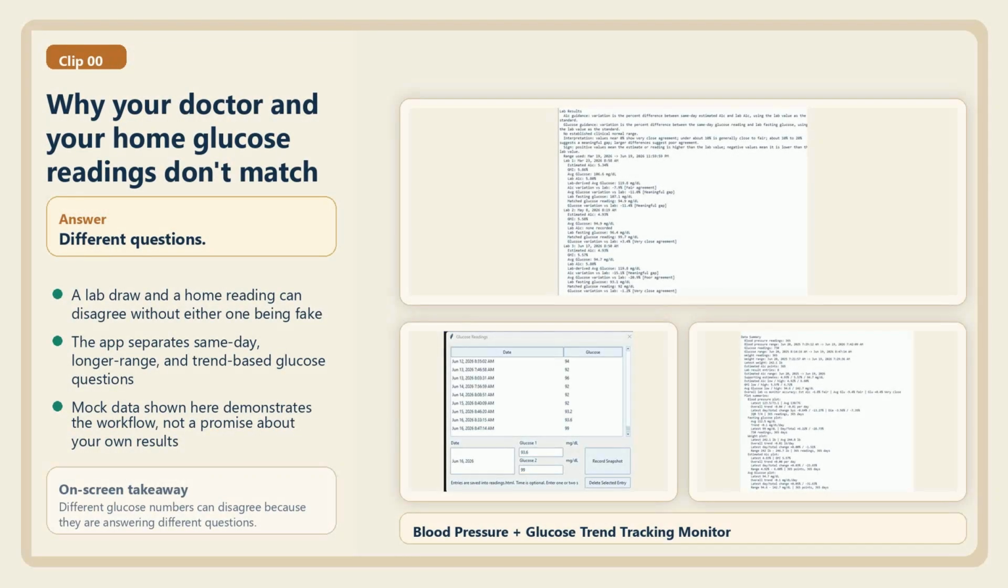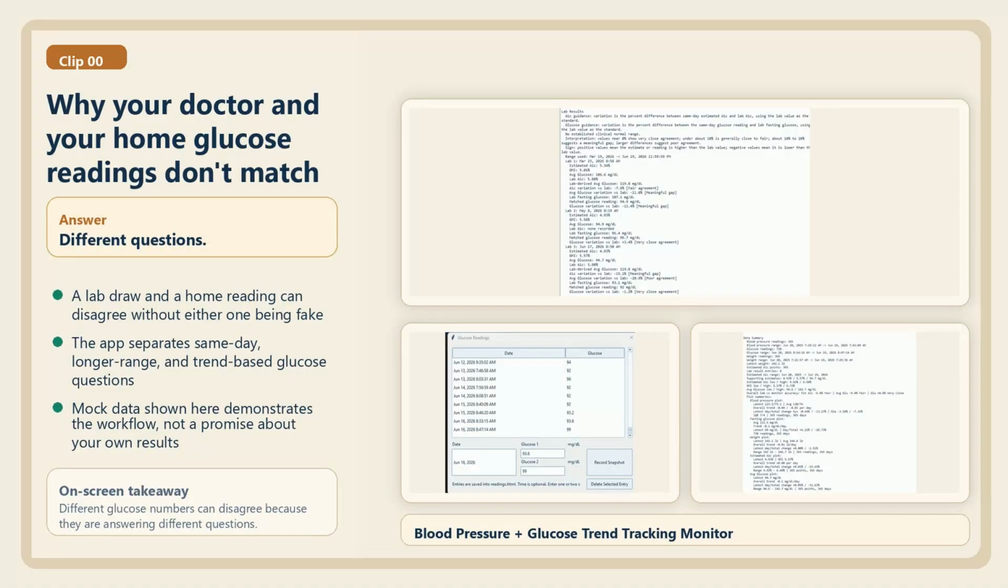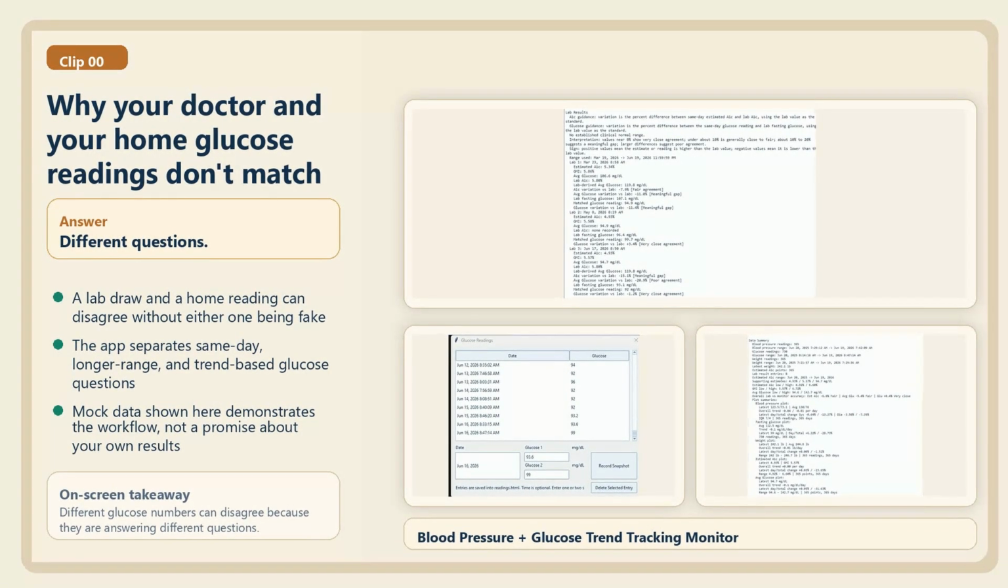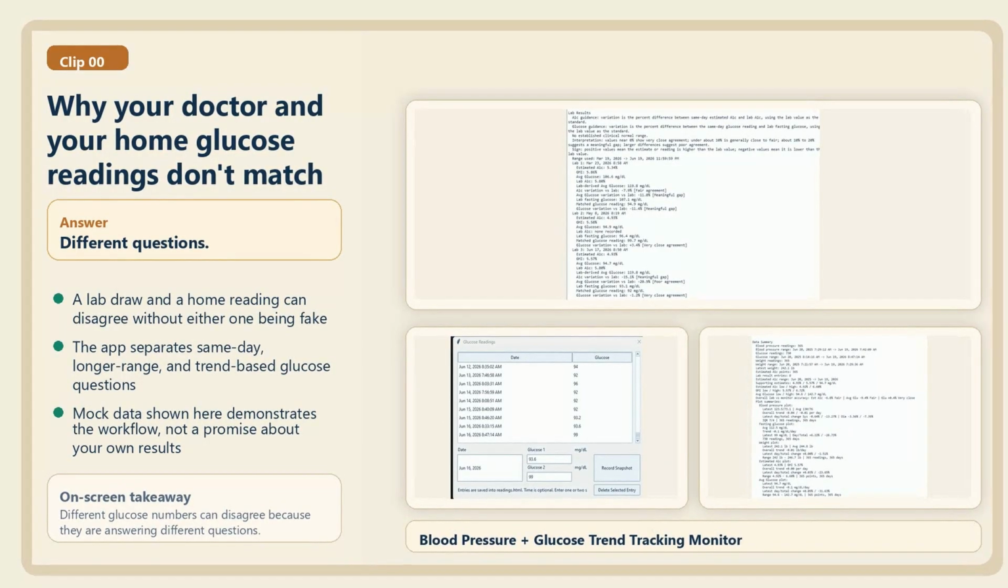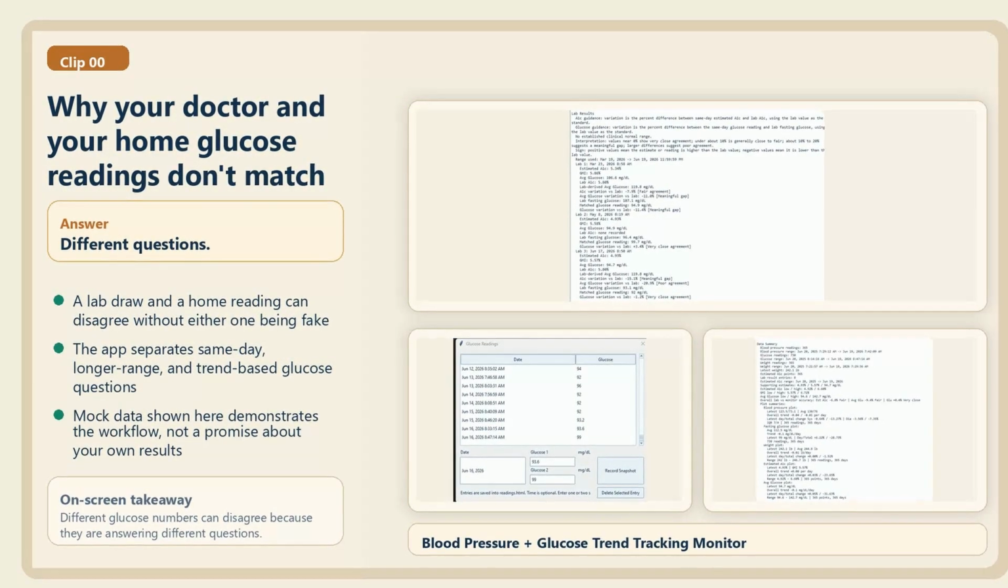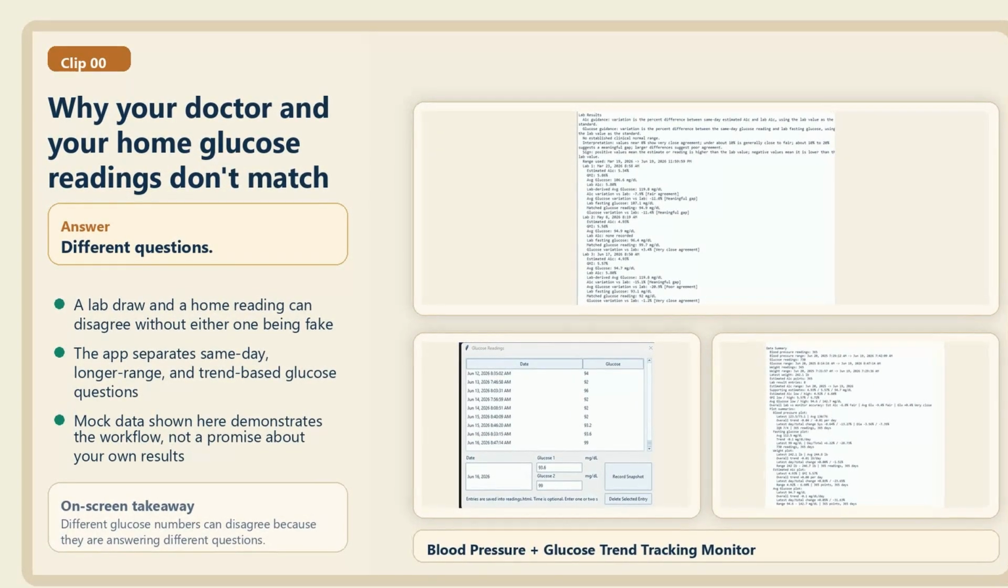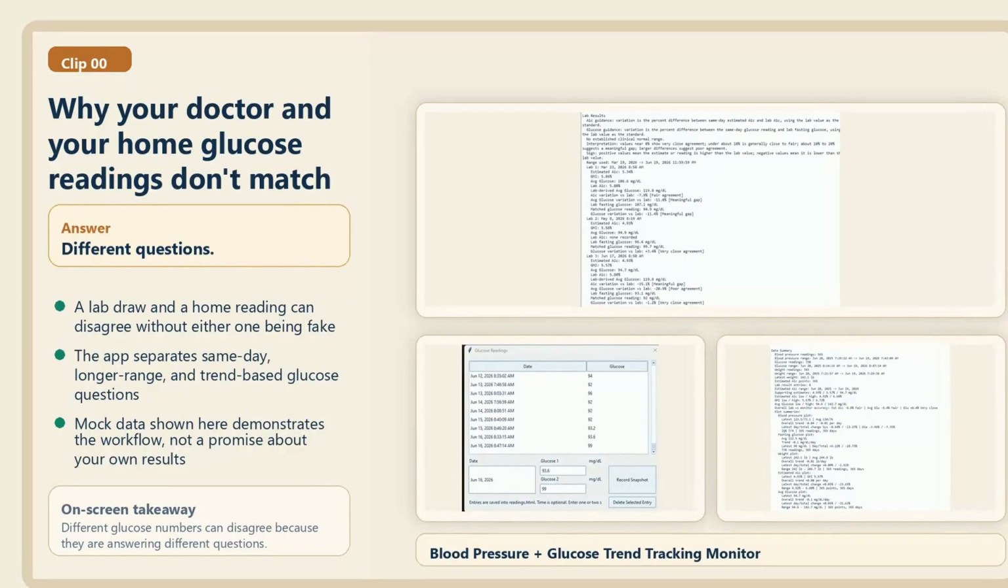Why your doctor and your home glucose readings don't match. If your doctor and your home glucose readings do not seem to agree, that does not automatically mean one of them is wrong. The screen examples in this video use the one-year mock data file included with the app by Werner Tools and Werner, so what you see here is a workflow demonstration, not a claim about your own medical record.